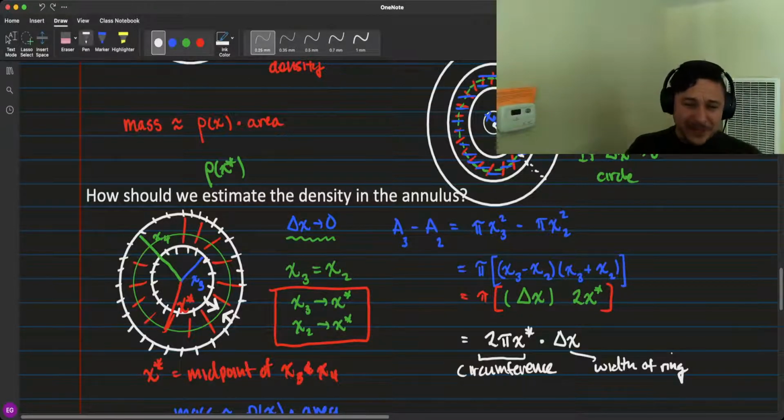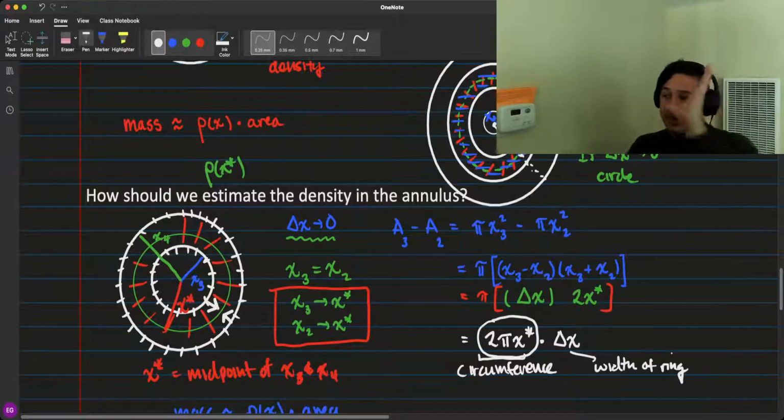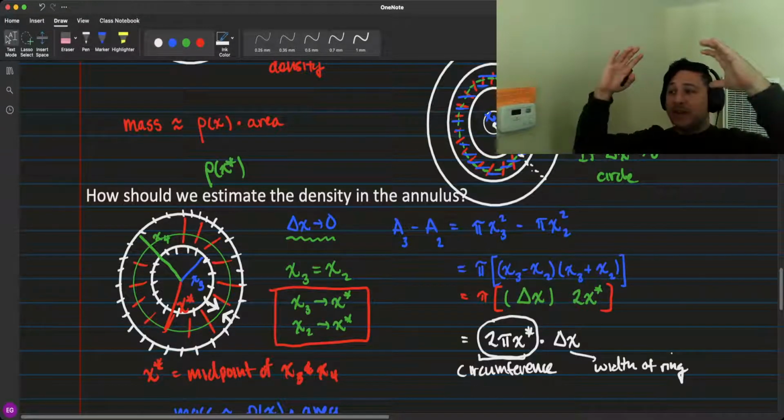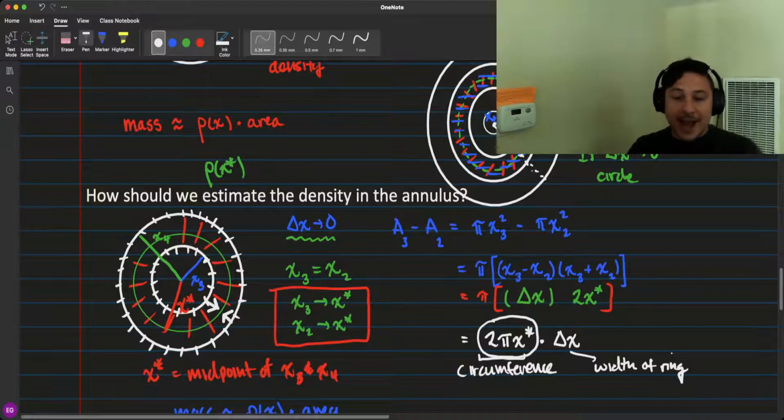So anyways, we get this formula which says the area is equal to the circumference of the midpoint, the circumference of the middle circle, times the distance between the two outer circles.